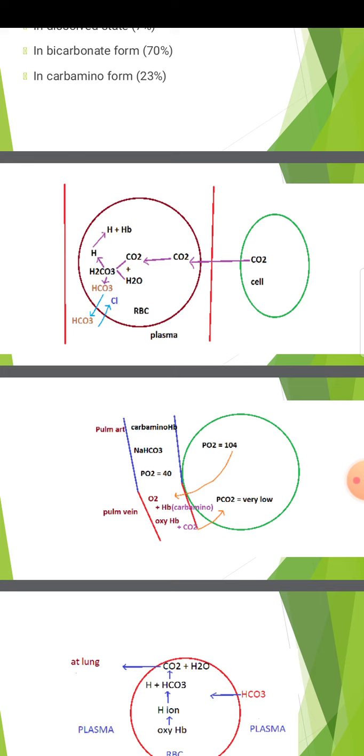As the bicarbonate ion diffuses out of RBC into the plasma, the inside of the RBC becomes less negative. So a positively charged cation should move out or a negative anion should move in. Now what happens? RBC is impermeable to a positively charged cation. So to neutralize the effect of bicarbonate moving out of RBC, a chloride ion has to move inside the RBC, and this is called chloride shift or the Hamburger phenomenon.